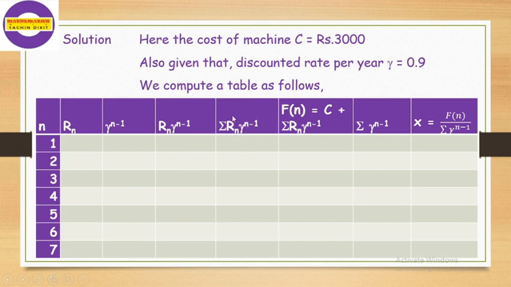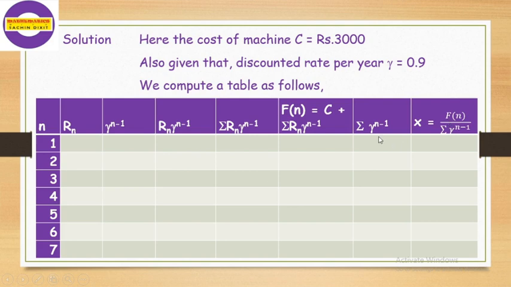Then we add this sum to the cost of the machine C, and we get the value of f of n. Then we also find the summation of gamma raised to n minus 1. We have a column for gamma raised to n minus 1, and we add each term to the previous ones to get this column. The last column gives the average cost of the machine, and for that we divide fn by the summation of gamma raised to n minus 1.